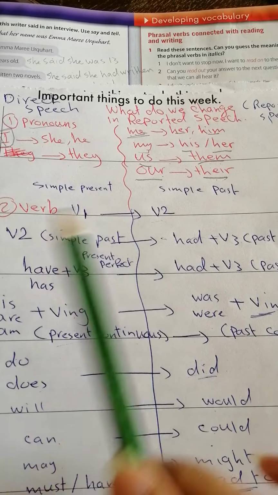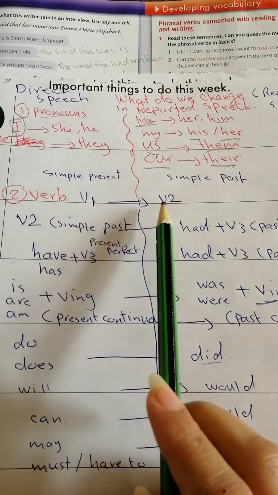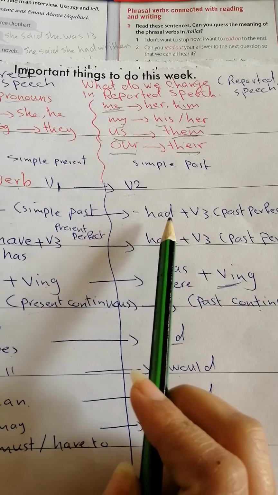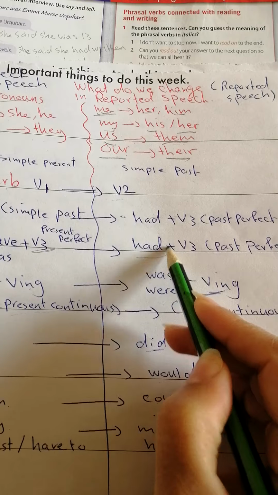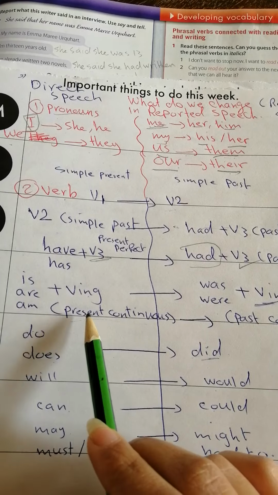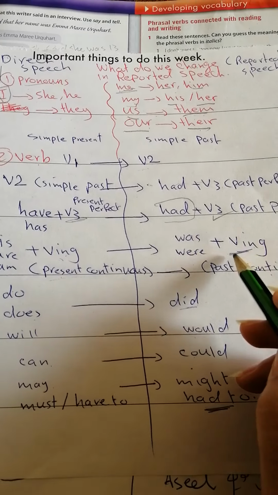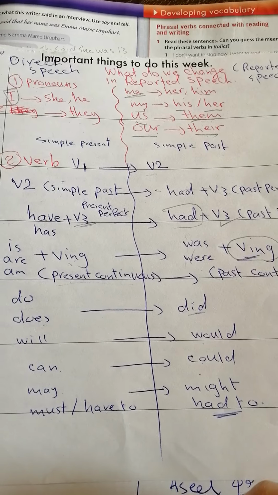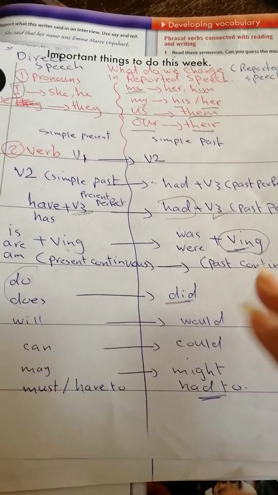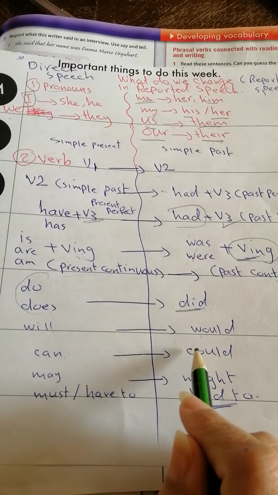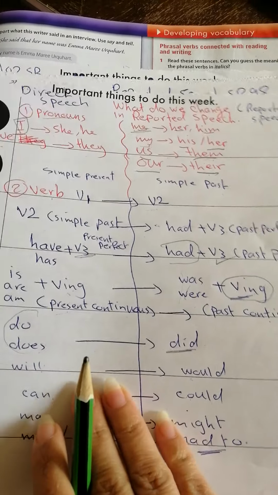We also talked about how to change the tenses. We said if the tense is verb 1, we change it to verb 2. If the tense is verb 2, we change it to had plus verb 3, past perfect. If it's present perfect, have or has, we change it to had, and verb 3 stays the same. If it's is or am in present continuous, and then we have verb with ing, we change it to was or were, verb with ing. We don't change the verb with ing, it stays the same, we only change the verb to be. If it's do, does, will, we change do or does to did. In the past, will, we change it to would, can, we change it to could, may, we change it to might, must or have to, we change them to had to. Okay.